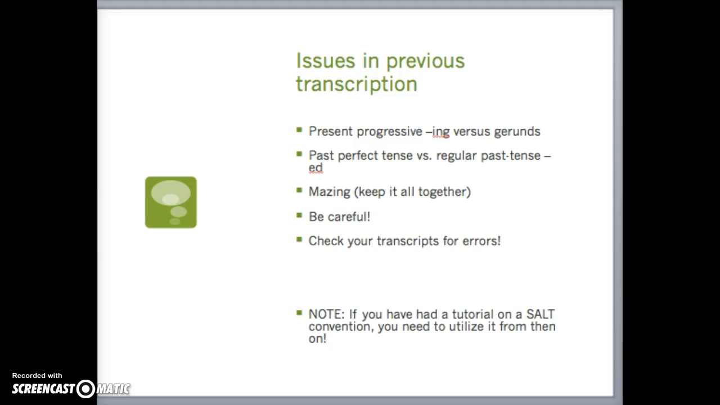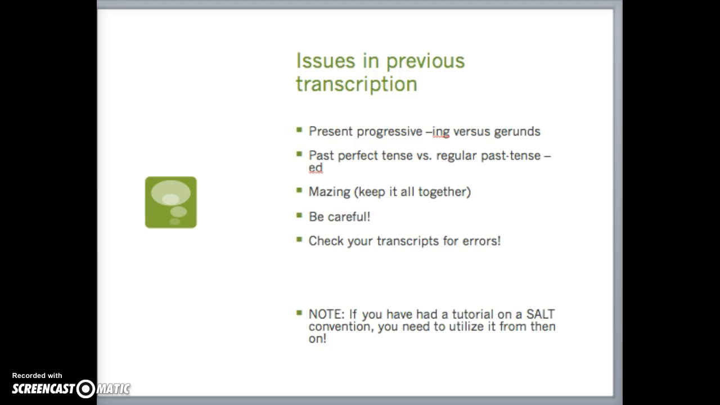So I am going to post some websites that should give you some additional information, but I would also strongly encourage you to go back to your syntax book that you had for language science and language development and review the verb sections for past perfect tense and present progressive ing. And then there should be some information about gerunds in the noun chapter, I believe. With mazing, you're going to want to keep all of your mazes together into a single maze when you have multiple words and phrases right beside each other, and I'll show you an example of that.